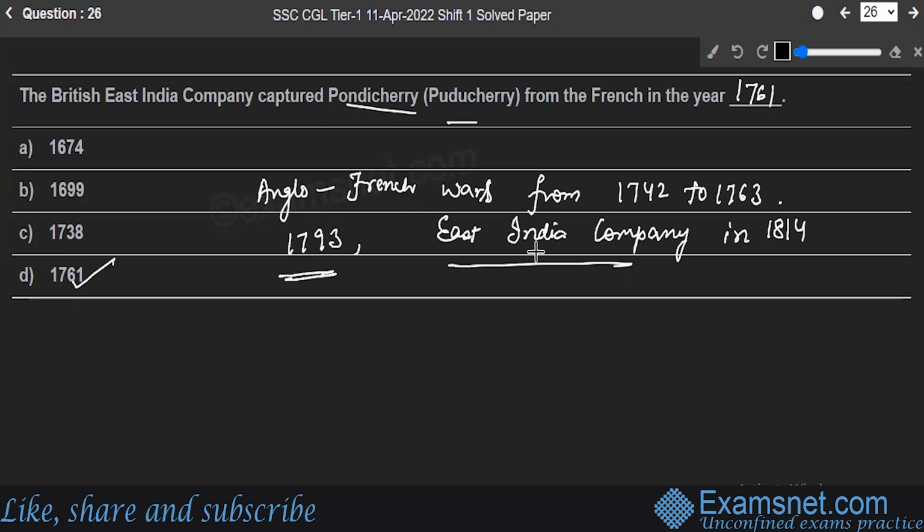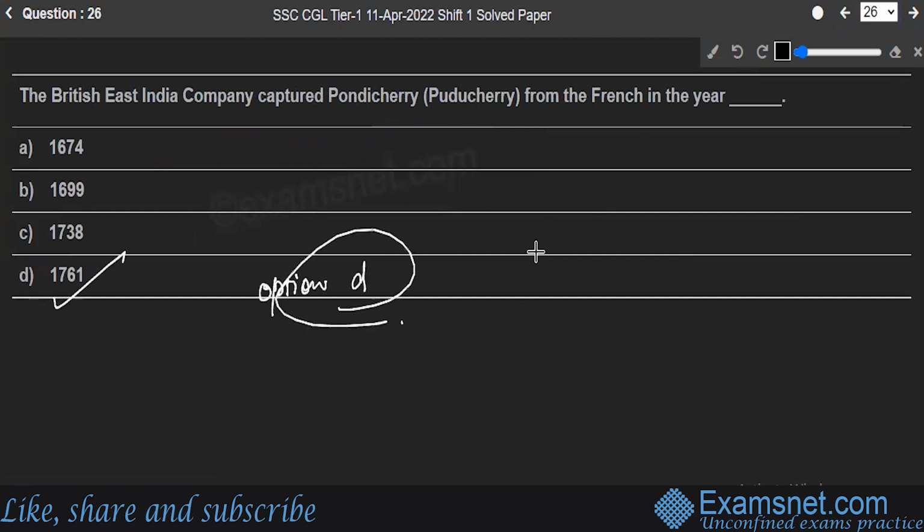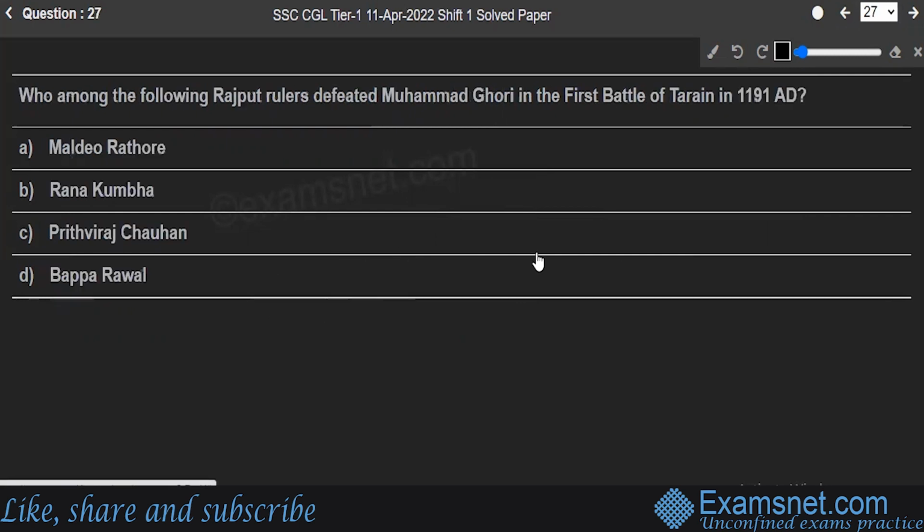Let's move. Next question is 27. So, let's check the options. Option D is the correct answer for this question. Next is question number 27. Who among the following Rajput rulers defeated Muhammad Ghori in the first battle of Tarain in 1191? The options are either Maldeo Rathore, Rana Kumbha, Prithviraj Chauhan, or Bappa Rawal. Which is the correct answer for this?